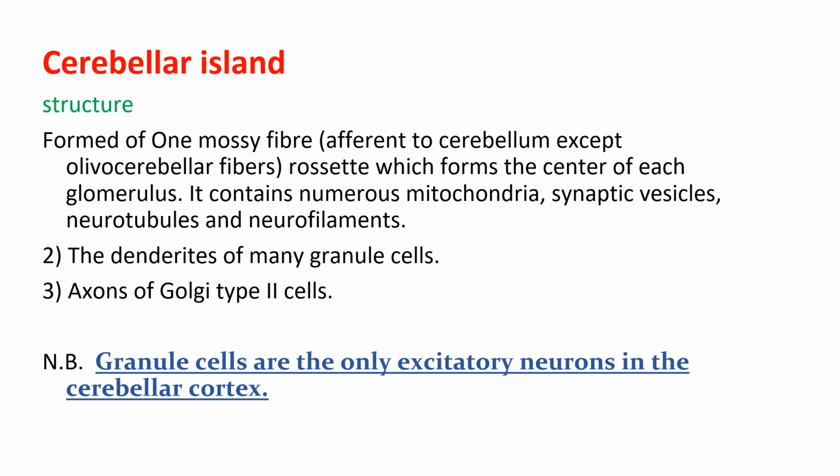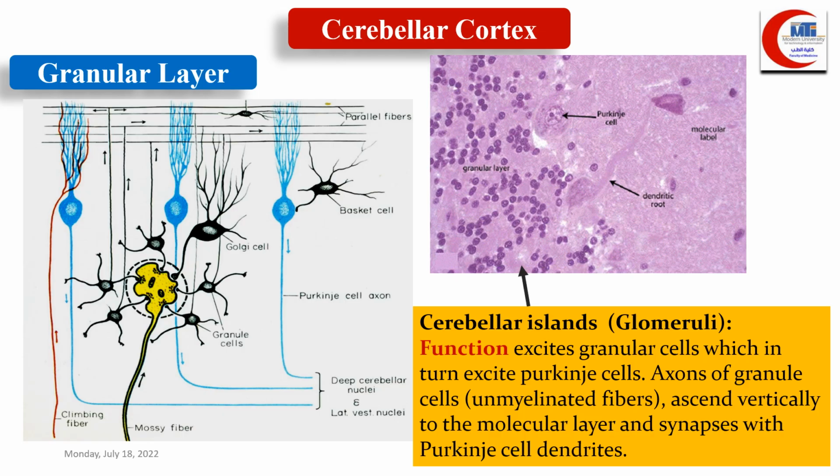You must notice that granule cells are the only excitatory neuron in the cerebellar cortex. This is a very important note to know. Again, cerebellar island, its other name, as I have mentioned, what? Its other name is cerebellar glomerulus or cerebellar glomeruli.